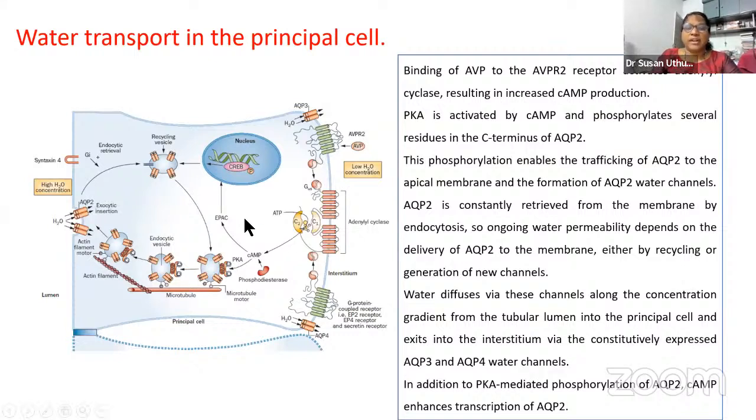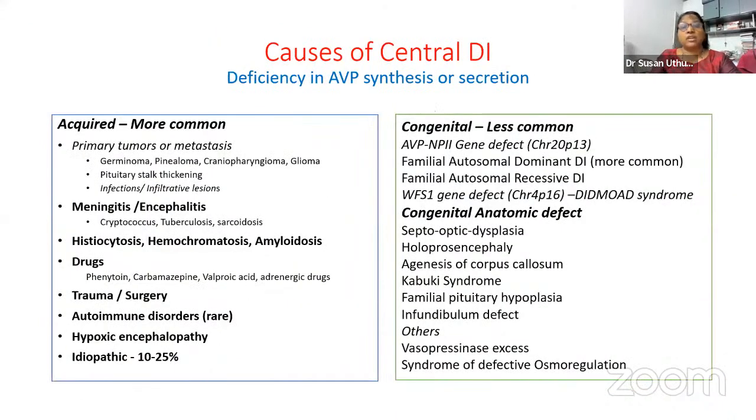So this is what we have already discussed. You can see this endocytic vesicle, and once this mechanism happens, it gets inserted, and the exocytic insertion and endocytic retrieval are continuously going on in the cell. The aquaporin 3 and 4 water channels present on the basolateral side of the membrane help in the reabsorption of water that has entered the cell into the interstitium.